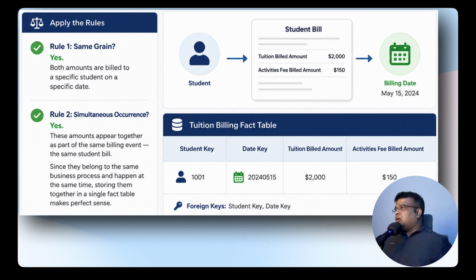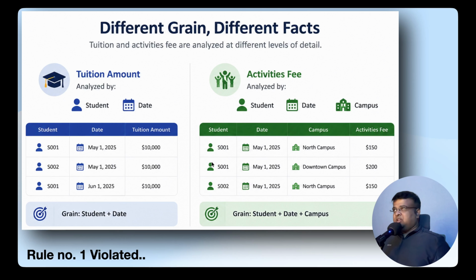So now one tuition billing fact table can contain, for example, tuition amount and activities fees amount along with foreign keys like student key and date key. But let us finally look at a case where the grain itself is different. Imagine the activities fee also depends on something called campus that the student attends. Now the tuition amount is still analyzed by using student and date, but the activities fee is analyzed using the student, the date and campus.